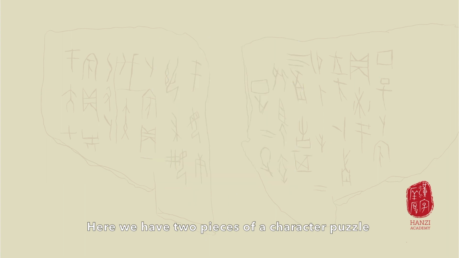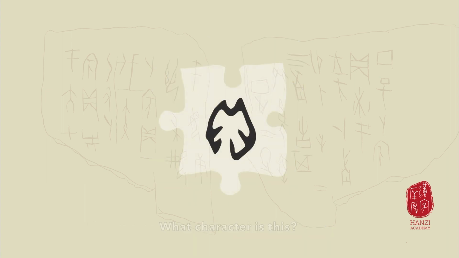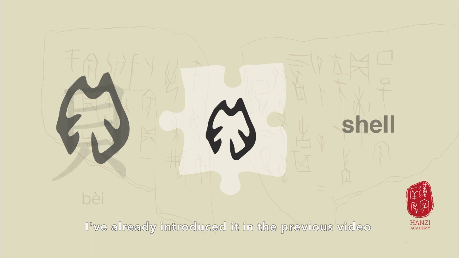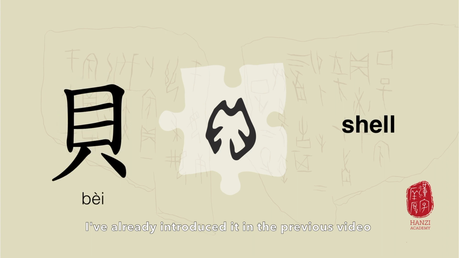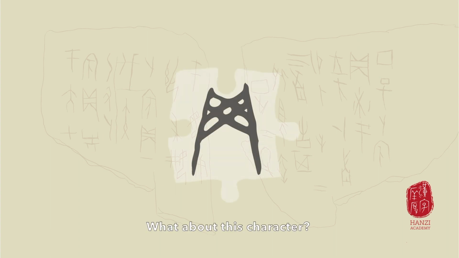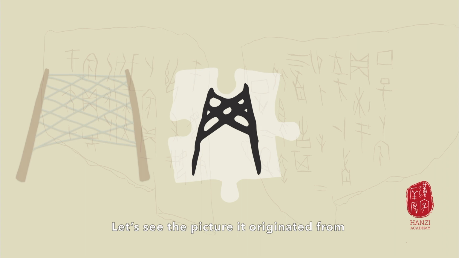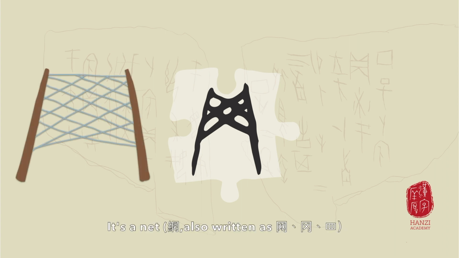Here, we have two pieces of a character puzzle. The first piece, what character is this? Let's write. This is Bei. I have already introduced it in the previous video. The second piece, what about this character? Let's see the picture it originated from. It's a net, 网.